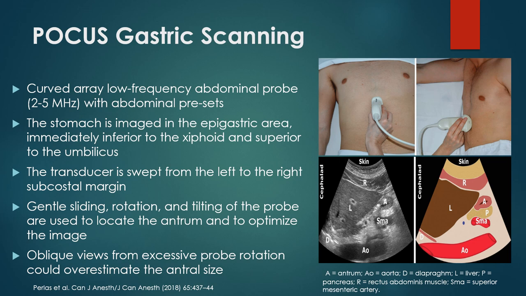Typically, the optimal image is going to have the left side of the liver over here. You're going to have the antrum of the stomach. You're going to have the aorta down here. The SMA may not be that easy to visualize, depending on the body habitus of the patients you're taking care of. And then oblique views from excessive probe rotation could overestimate the antral size. So if you don't have a really good alignment of all these different structures, aorta, tip of the liver, pancreas, antrum of the stomach, you can easily overestimate or underestimate. As well, you can be looking at the pylorus instead of the antrum, which is going to be a completely different set of variables.